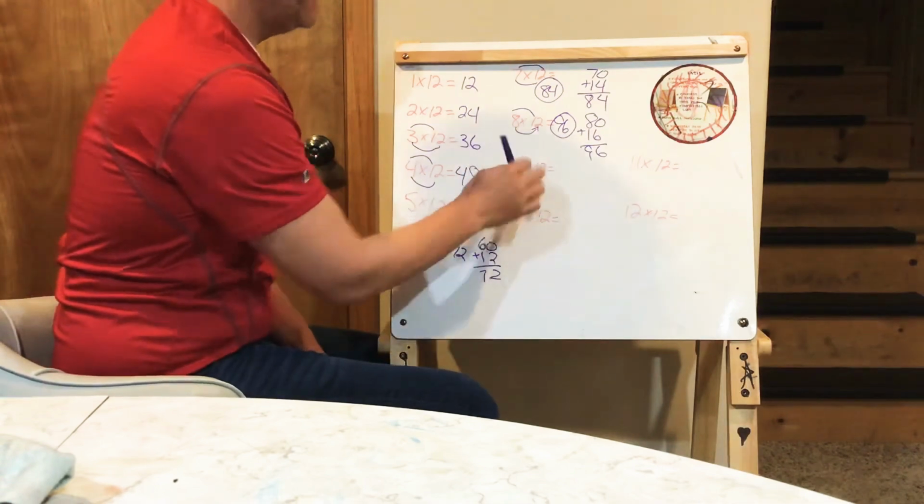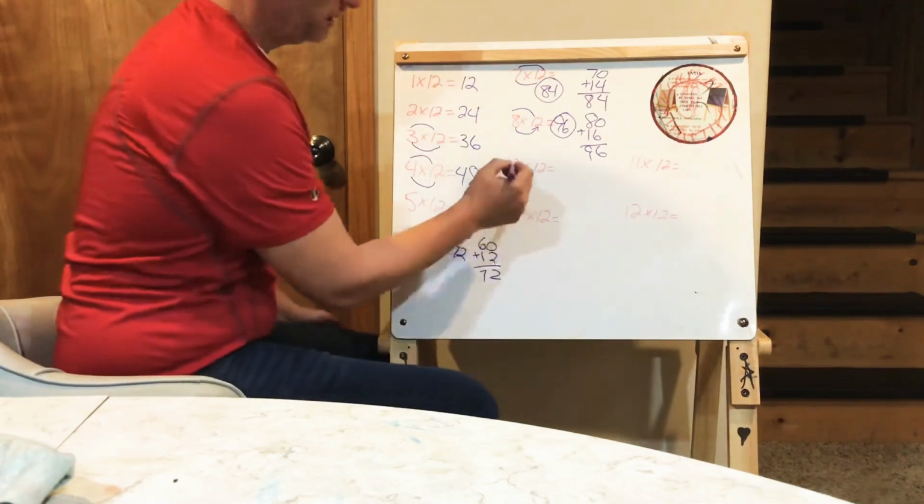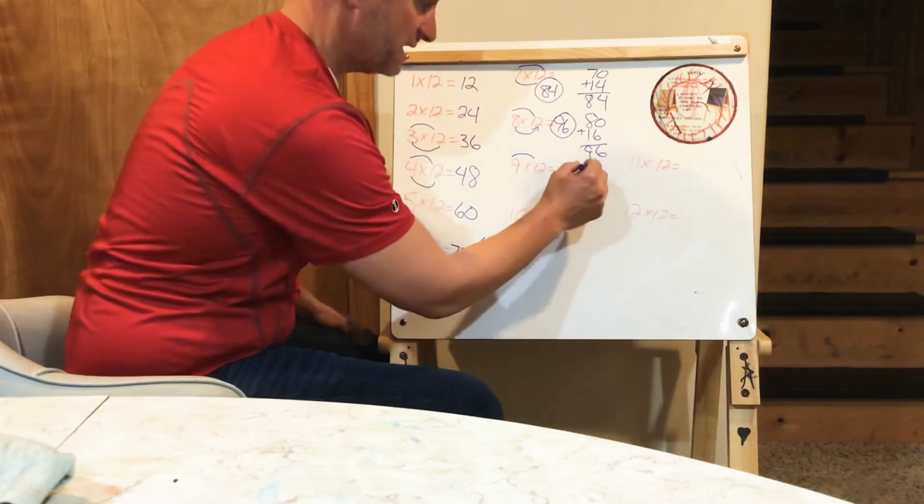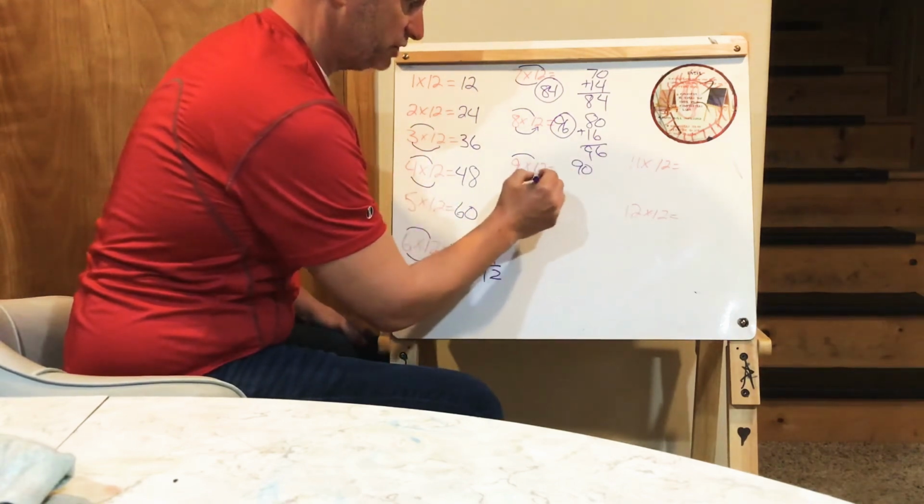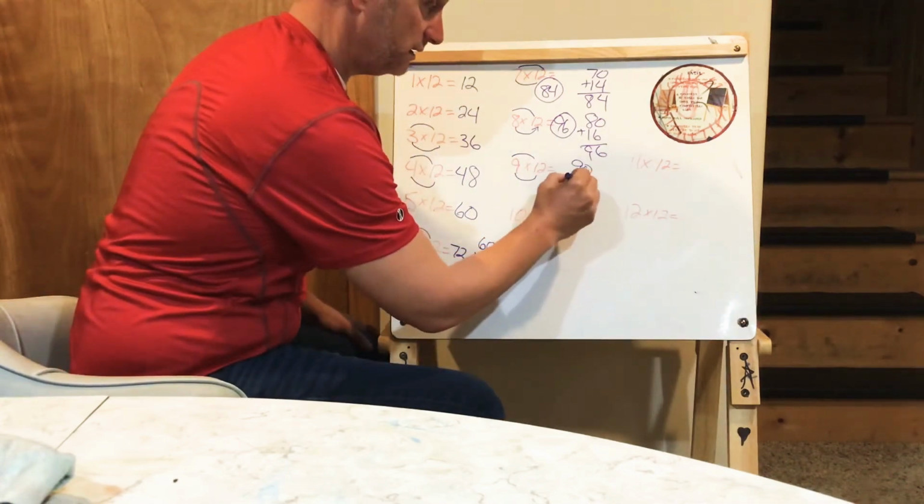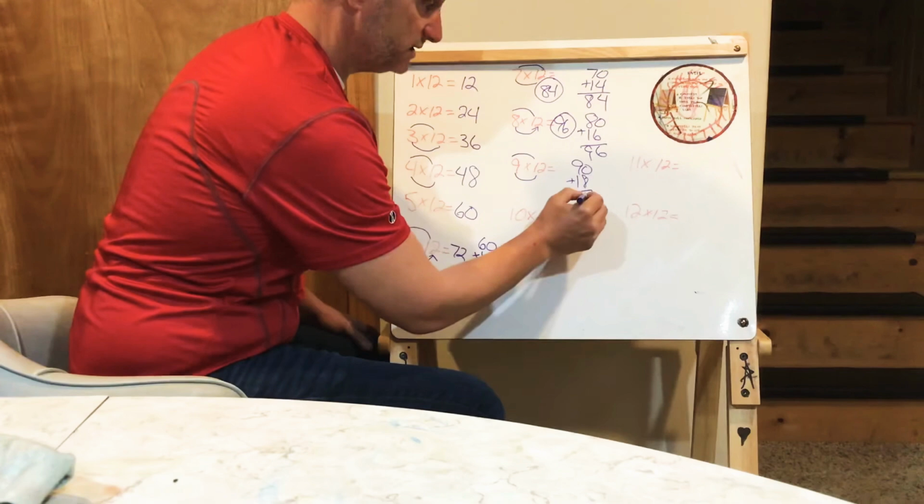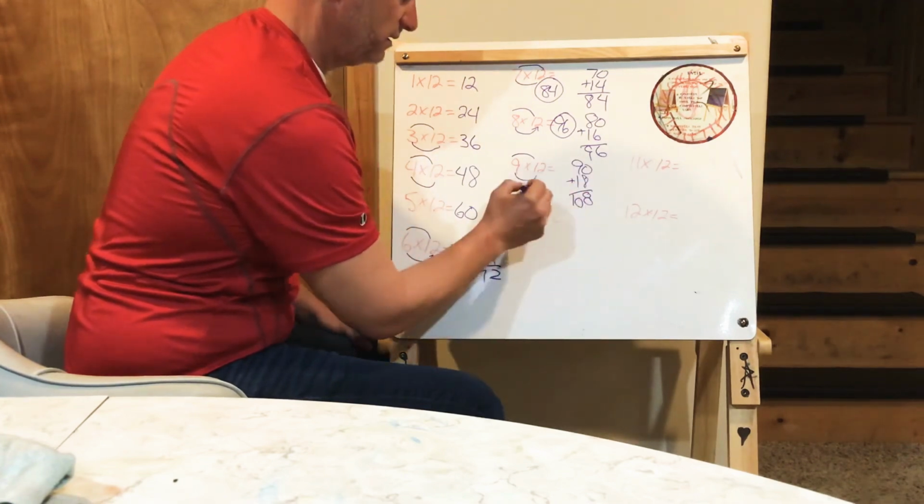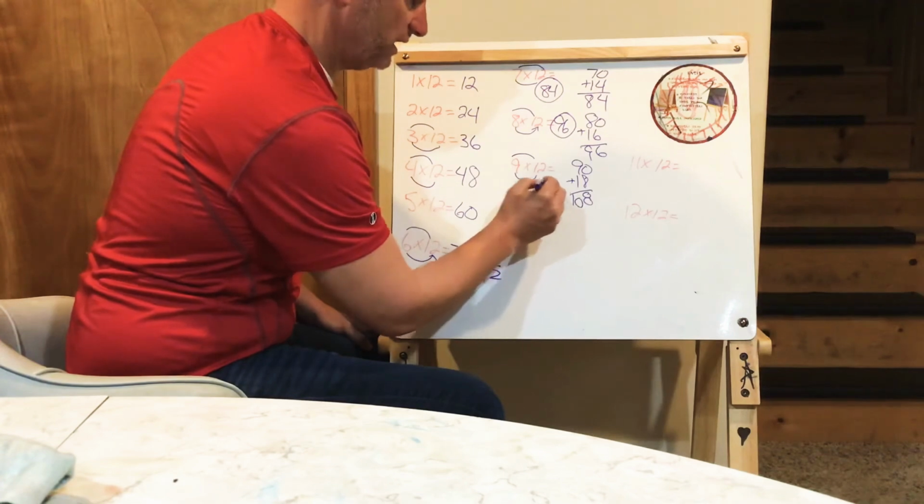Okay, 9 times 12, same thing. 9 times this 1, which represents a 10. 9 times 10, you know, is 90. And then 9 times 2, double our 9, we get 18. 90 plus 18, 0 plus 8 is 8. 9 plus 1 is 10. 9 times 12 is 108.